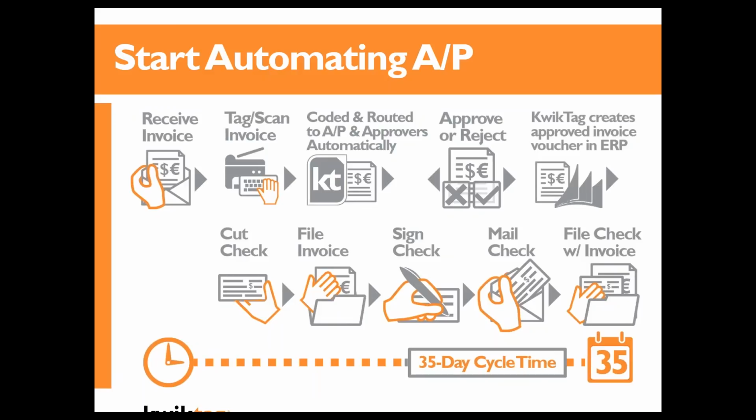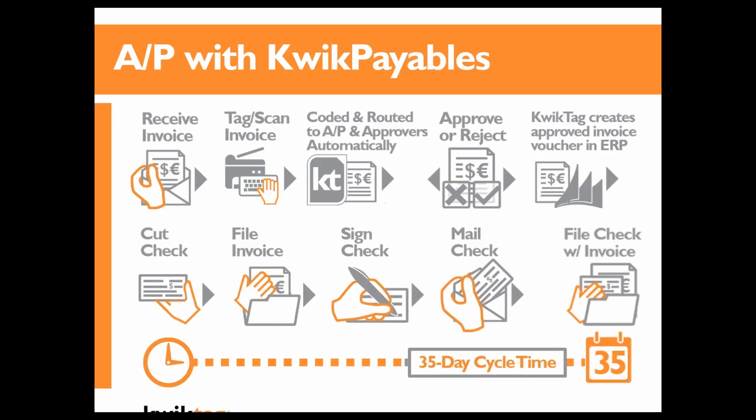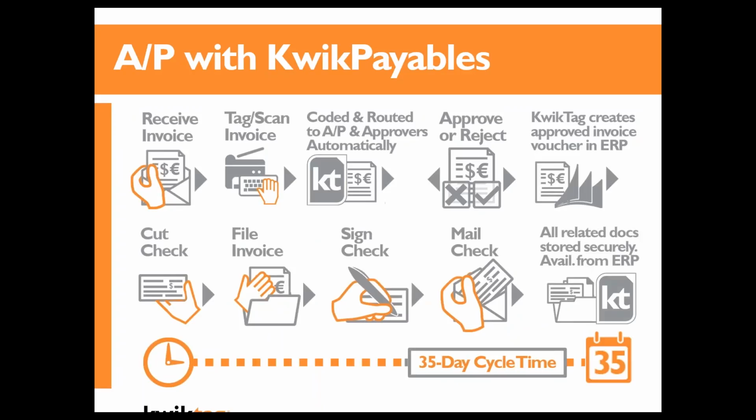It's going to get coded in KwikTag, either by AP or by the approver. It's going to route electronically straight to the approvers, and that can be set to do that automatically. At the click of a button, they're going to approve or reject, and then we're going to push that into GP, right? And the approved invoice is going to go right into GP and create that for you.